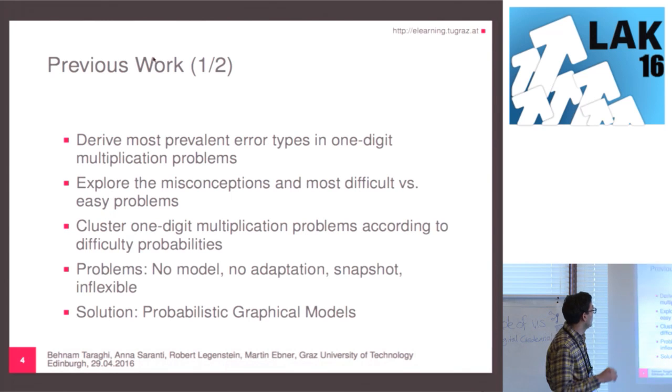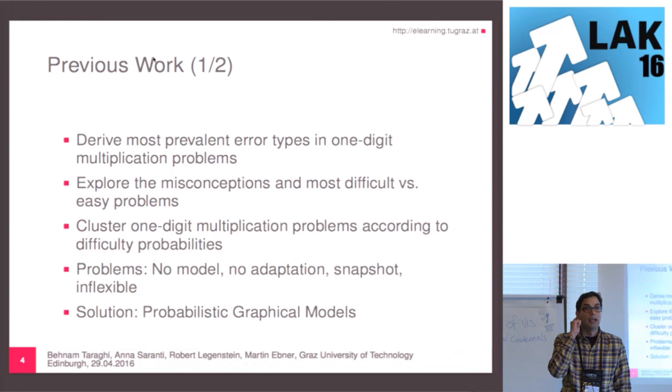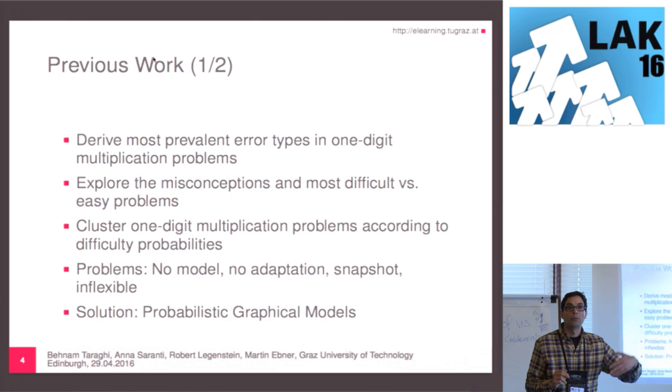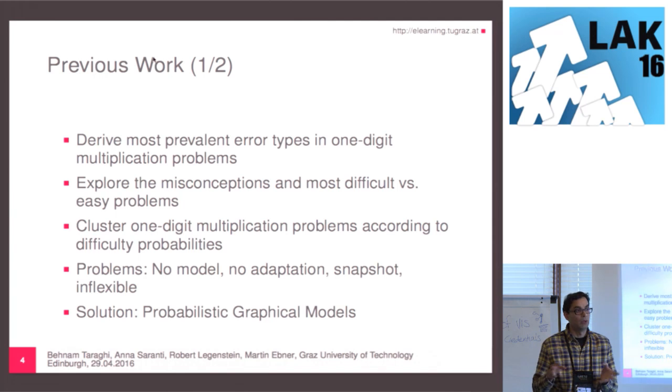So, a short history of our previous work. We derived the most prevalent stereotypes that were detected or defined by psychologists in the last decades. There have been lots of investigations in this area since 1950 and 1960, and they claim that these stereotypes, which I'm going to introduce later, are caused by some cognitive misconceptions. We explored those misconceptions in our data set and tried to find correlations, specifically between those stereotypes and the phenomenon of problem size effects, which is very well known in one-digit multiplication problems and which I'm not going through in this presentation.